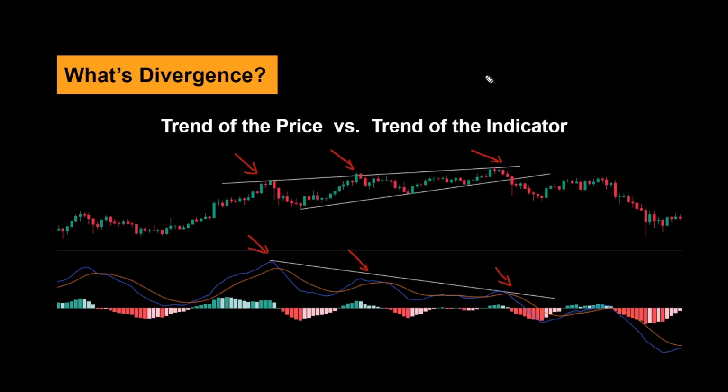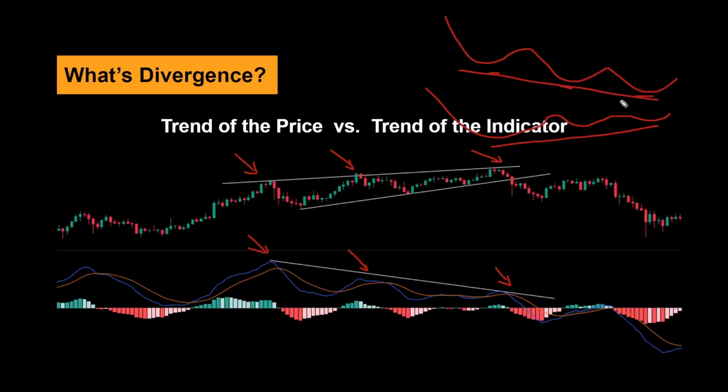And in the case of a long setup, during a declining trend, the price is making newer lower lows like this. However, the indicator is also making lows, but they're higher lows. So then we have another type of divergence, which is bullish, because price is making new lows, but the indicator is not. So this is a bullish divergence.